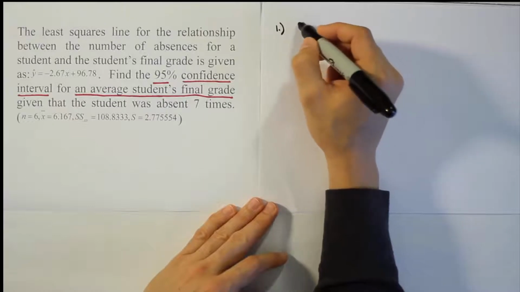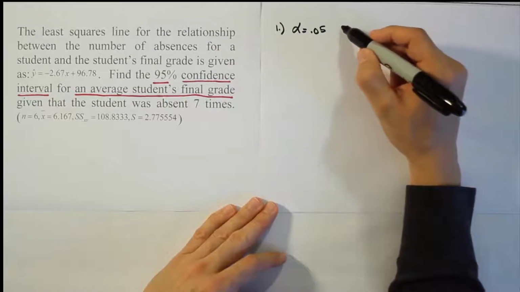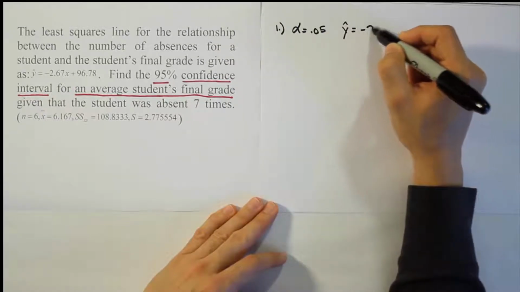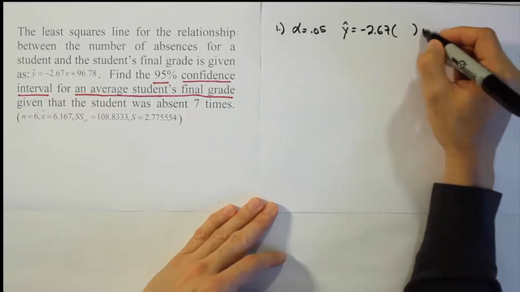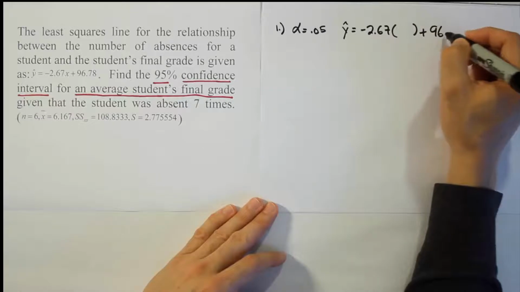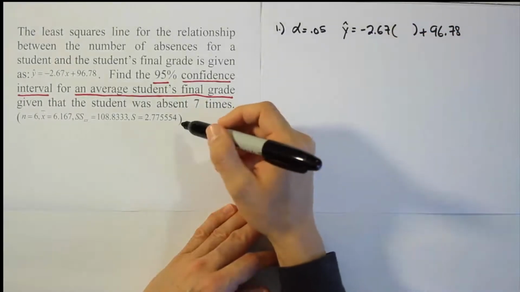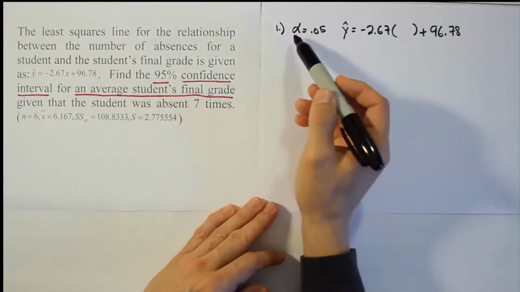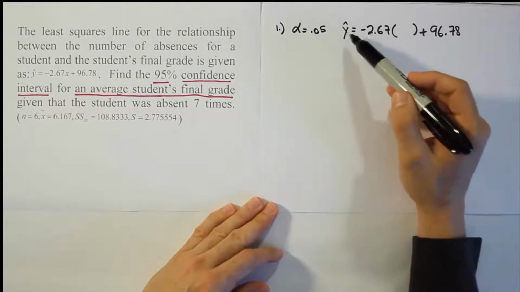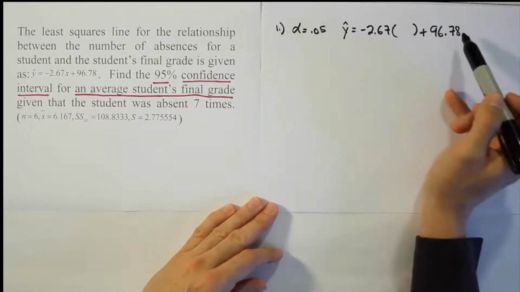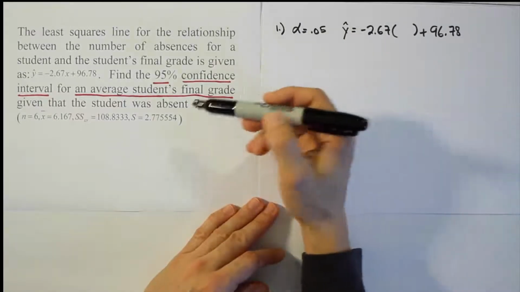But I will say that alpha here is 0.05, and our model turns out to be y hat equals minus 2.67x, and I'll leave a space for x. I'll show you what we're going to do with that in a minute. And 96.78. So in step 1, we normally would record all the data, which is already done for us. We would identify alpha, and then in this case, we have a new step 1 because this is a special confidence interval. We're going to first need to get the average value that we estimate for the scenario where a student has 7 absences.